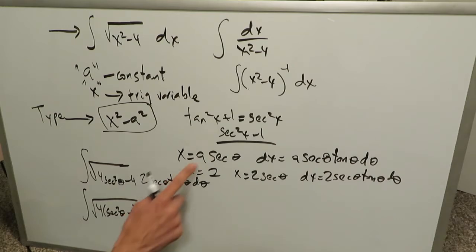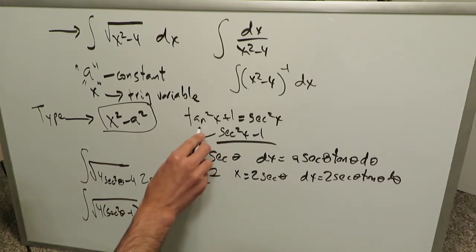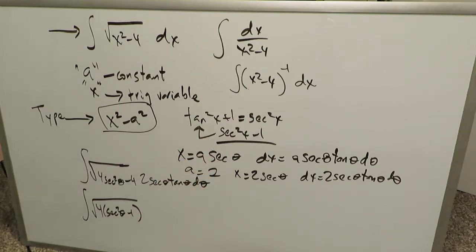But secant square theta minus 1 is equal to what? Secant square theta, or secant square x, minus 1 is always equal to tan square x, right? Or tan square theta. So when you do this little maneuver over here, it enables you to bring tan square theta over here, or tan square x based on your variable type. Tan square theta, then you have 2 secant theta tan theta d theta.